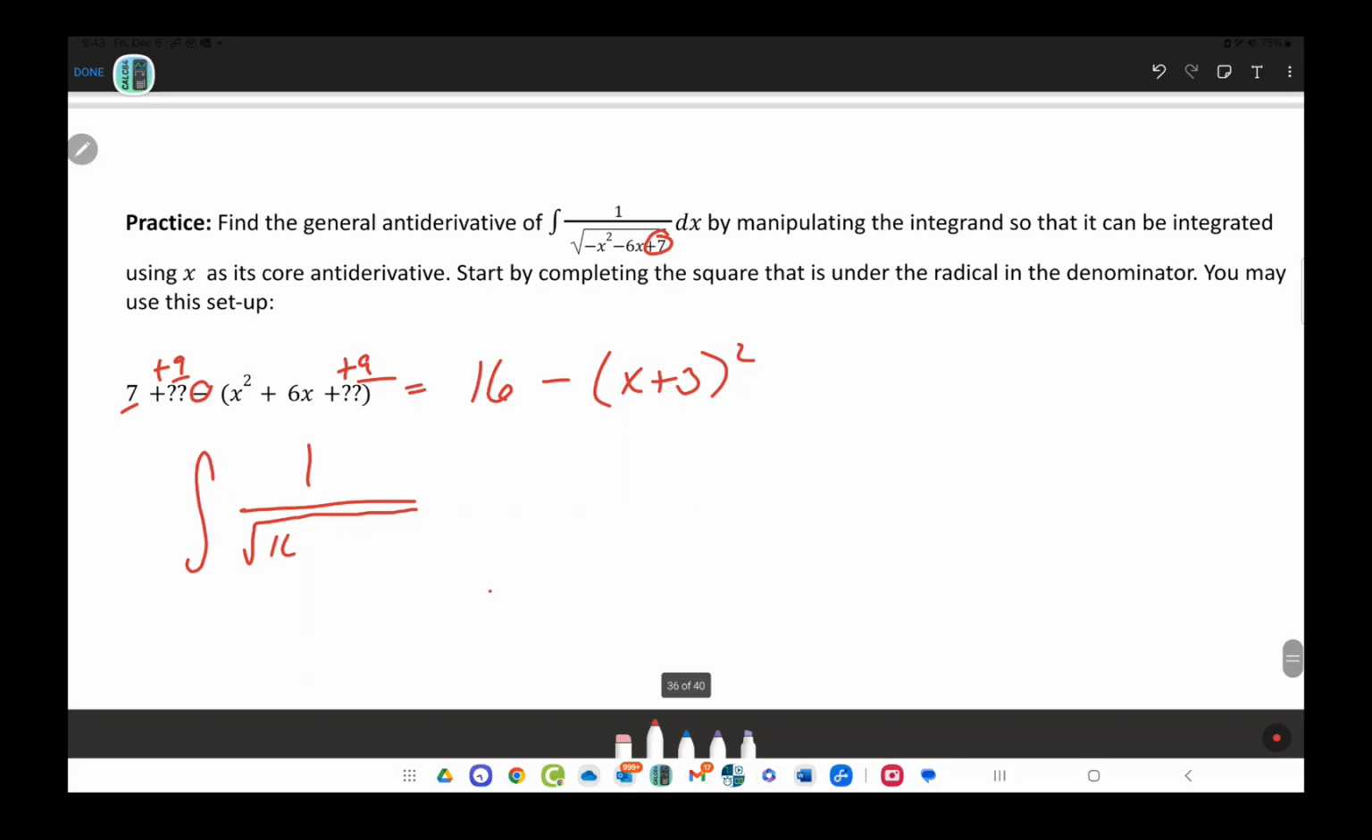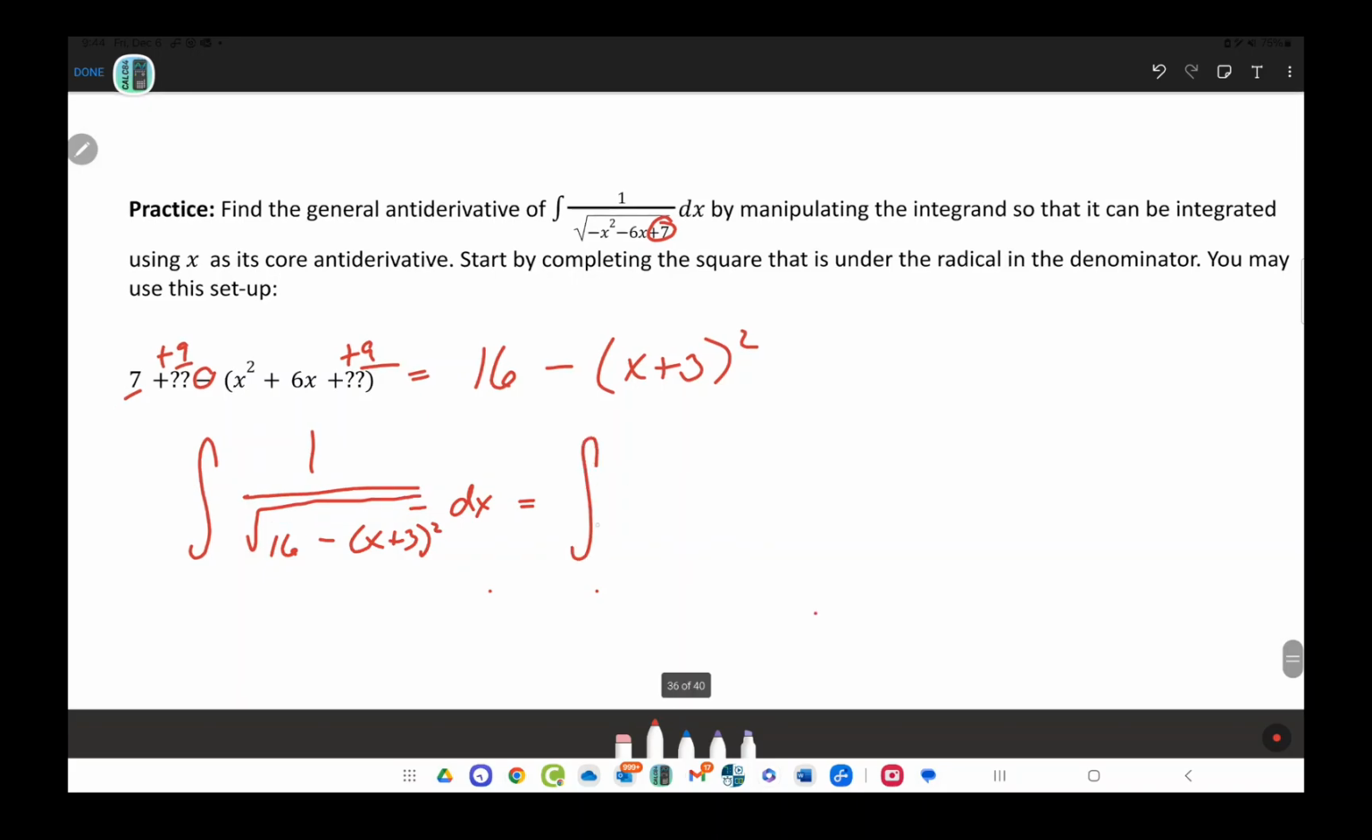So we have 16 minus (x plus 3) squared, right? We want a 1 inside, so we want 1 minus the function squared. So we're going to factor out a square root of 16.